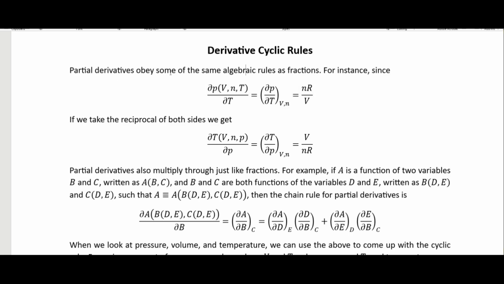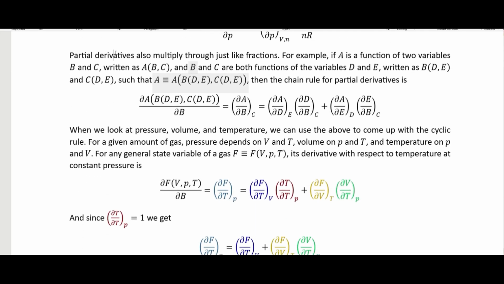So when we say that these obey the same algebraic rules as fractions, if we then wanted to get the reciprocal of this, we would just take the reciprocal of everything. So now taking the reciprocal instead of the partial derivative with respect to temperature is the partial derivative of temperature with respect to pressure here. And so then this also gets flipped upside down. So instead of nR over V, it becomes V over nR. And also the partial derivatives can multiply through just like fractions. Again, this is that thing that the math people hate, but it seems to work for this, so we're going to run with it.